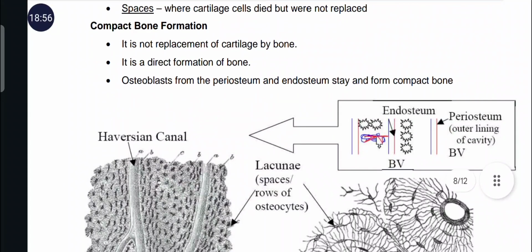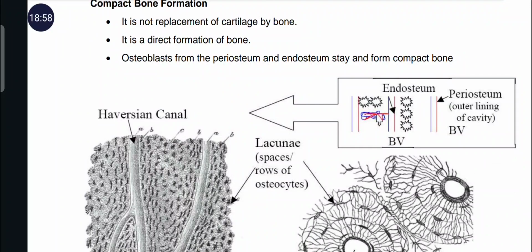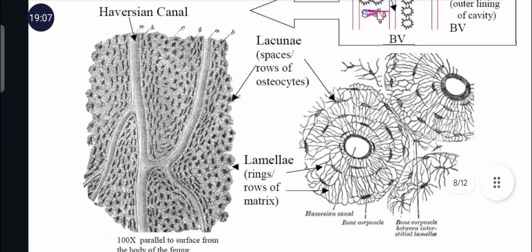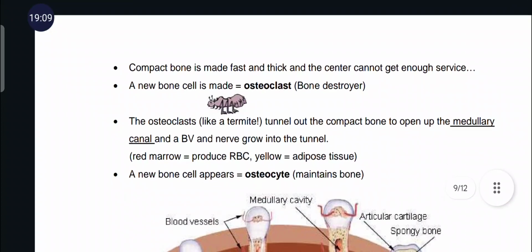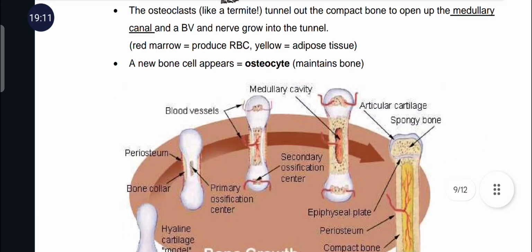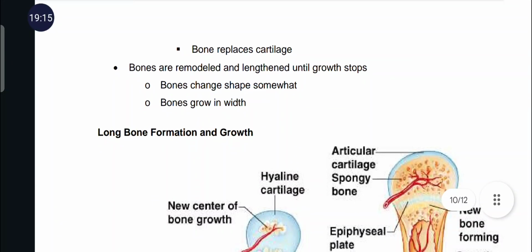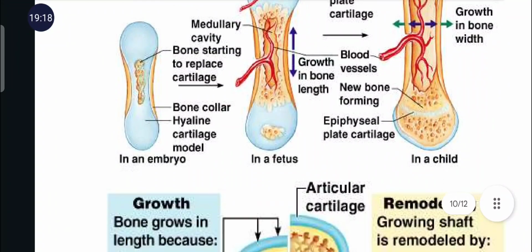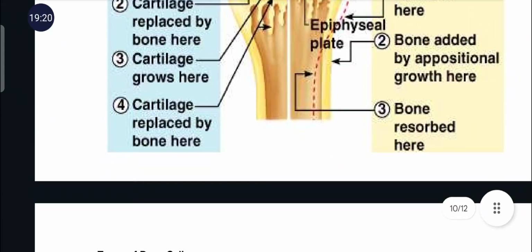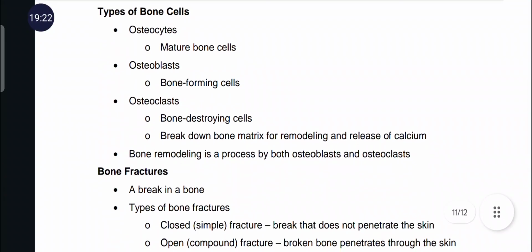Compact bone formation. It is not replacement of the cartilage by the bone, it is direct formation of the bone. Osteoblasts from the periosteum and endosteum stay and form the compact bone. So bone growth takes place from the embryonic stage to the adult stage, and several steps are involved.